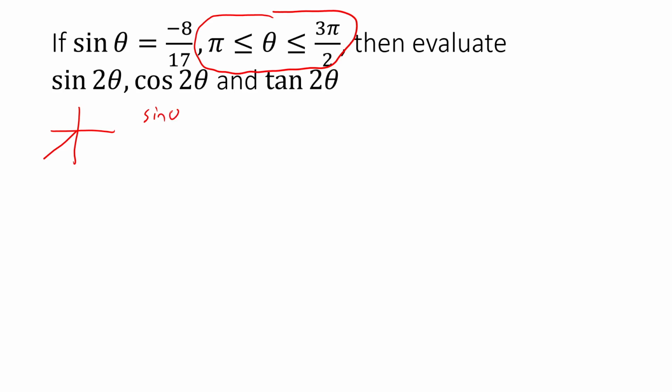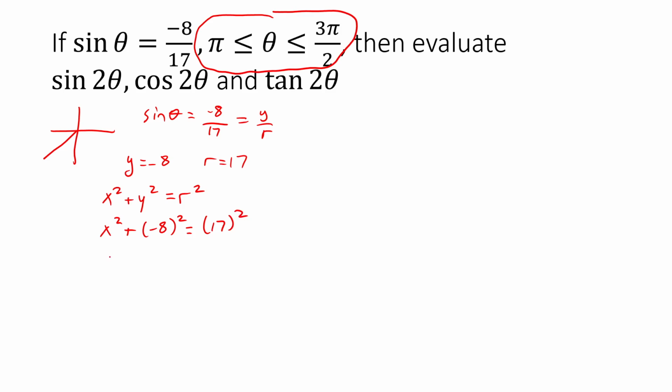Now, we know that sine theta is equal to negative 8 over 17, but sine theta is always equal to y over r. R is always positive, so we can let y equal negative 8 and r equal 17. We're now going to try and find out what x equals. Well, x squared plus y squared equals r squared. So x squared plus negative 8 quantity squared is going to equal 17 quantity squared. x squared plus 64 is equal to 289. x squared is equal to 225.